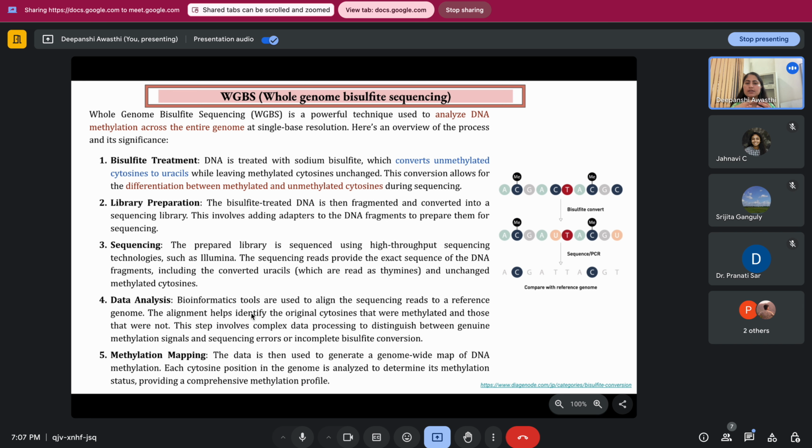So in that way you can compare the methylated data set among the normal and disease patient, or you can simply compare the normal individuals, and you can see whether in the normal population also the methylation pattern varies among people. So this can be done with whole genome bisulfite sequencing.